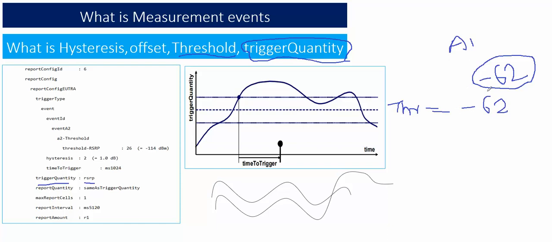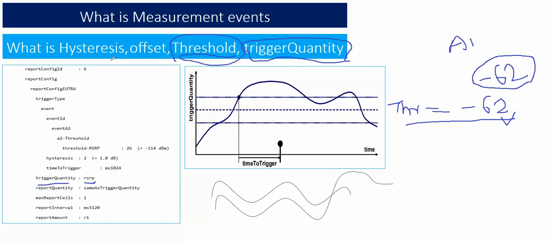One threshold is set: if the trigger quantity is RSRP, then only an RSRP threshold is set. If the quantity is also RSRQ, then we will set both. But generally we set on the basis of RSRP. So we set the threshold here, suppose minus 62. I think you understood threshold also.